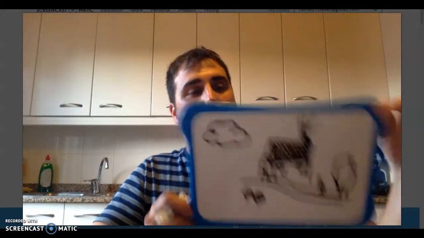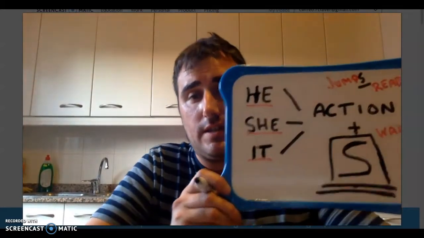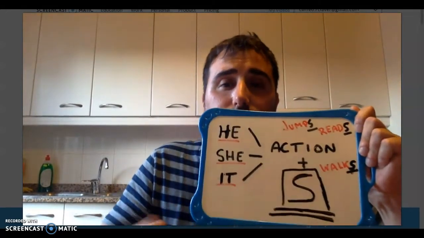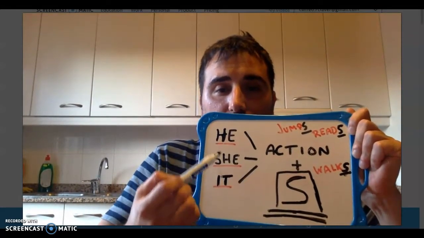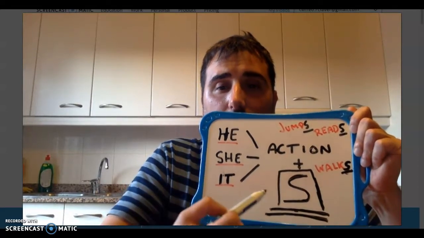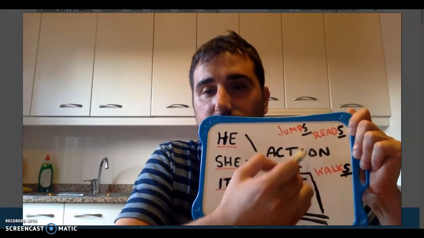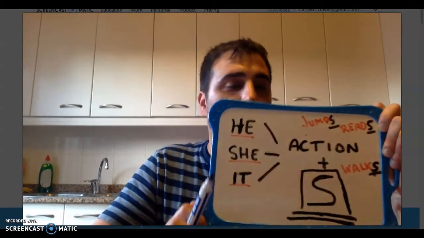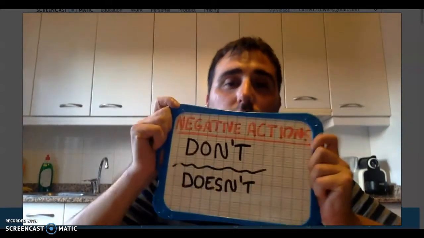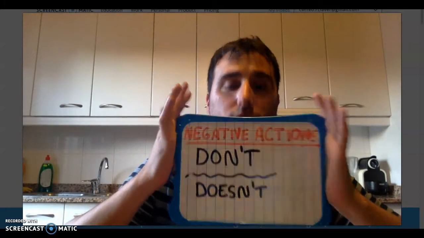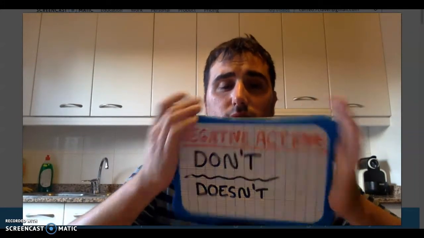Beautiful. Okay, and then we worked with the affirmative actions, where the verb stays the same, but with he, she, and it, we had to add the letter S to the verb, such as in jumps, or reads, or walks. That was when the action was affirmative. Then we had to use these two words to make negative actions. We had to use don't and doesn't. Do you remember that?